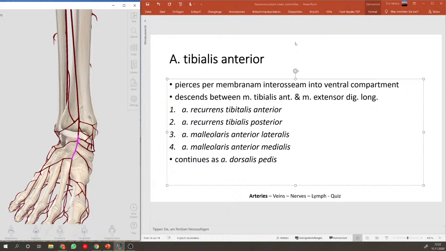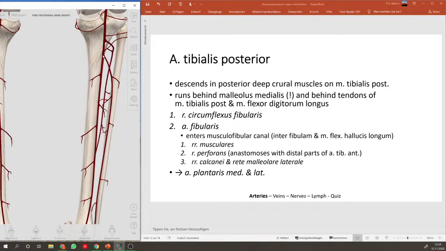Alright, so then let's return to a posterior view and see what happens with arteria tibialis posterior. So arteria tibialis posterior will be this one here. And the first branch it will give off is ramus circumflexus fibularis. And again, I think by now all of you should be familiar with what circumflex means. It just means it's like going around, or like flexing around, I guess. And you can see it also here nicely. It will flex around the head of the fibula. So that was therefore ramus circumflexus fibularis.